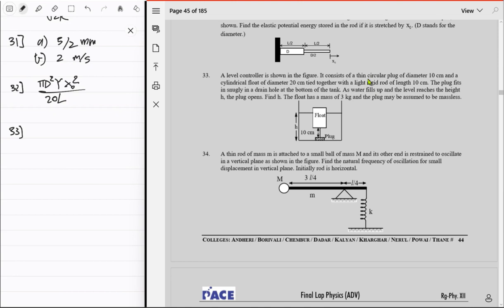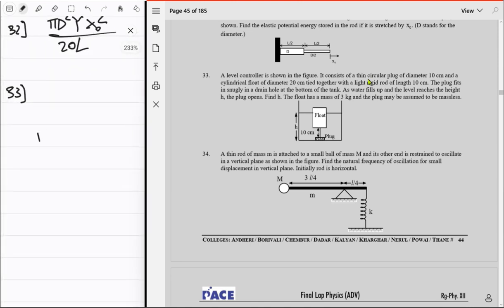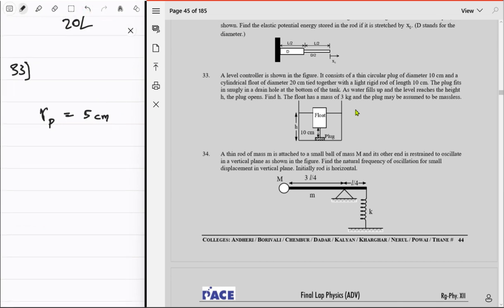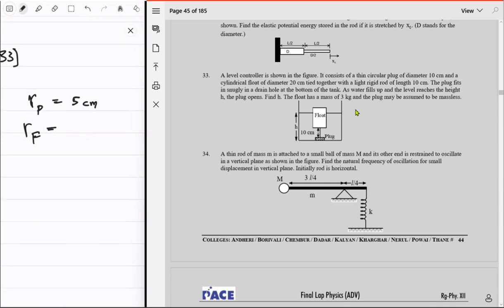फाइन. सो थिन सर्कुलर प्लग ऑफ डायमीटर 10 सेंटीमीटर, जो रेडियस प्लग है कॉल आर पी, दैट इज जस्ट 5 सेंटीमीटर. अपने को सब कुछ सेंटीमीटर में करना है, अपन 5 सेंटीमीटर कर देगा. और द रेडियस ऑफ आवर फ्लोट इज 20 centimeter. Okay, so just radius क्या होगा, 10 centimeter, right? Okay, cool. Plug fits in snugly.